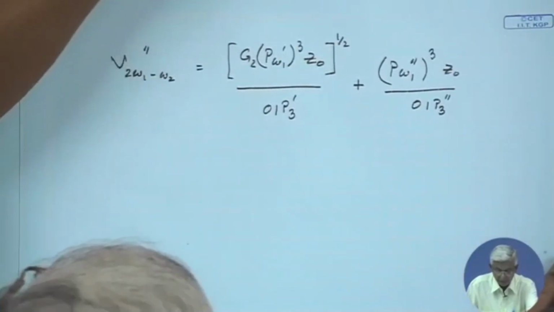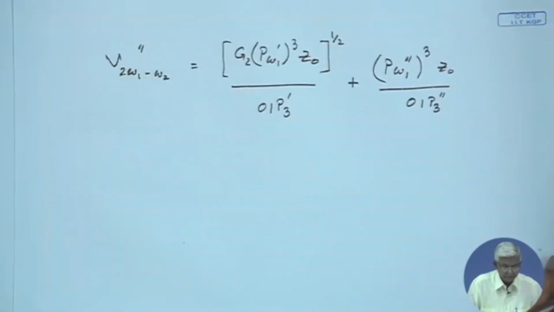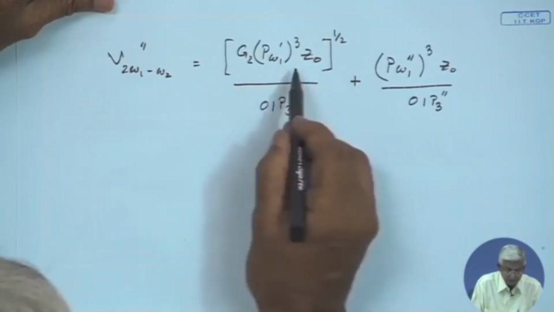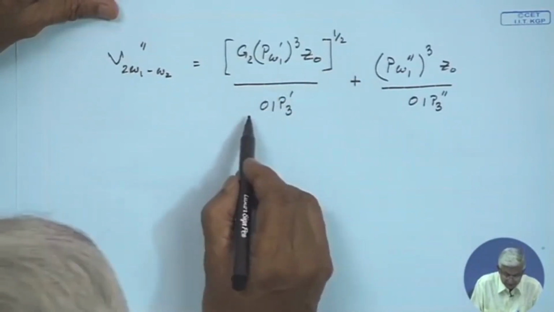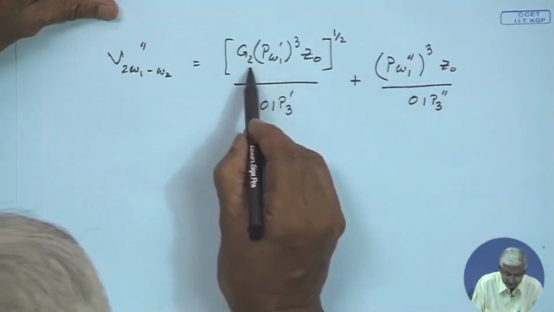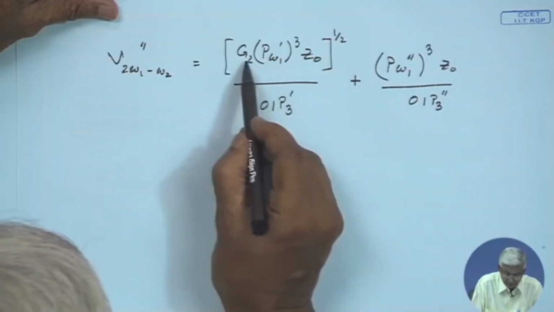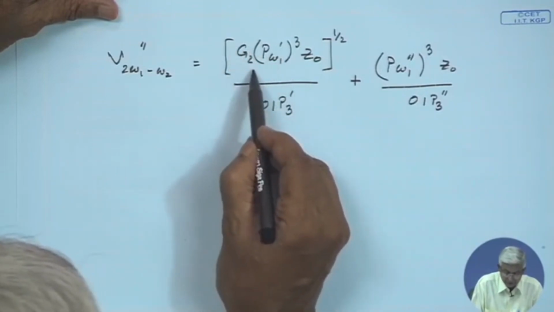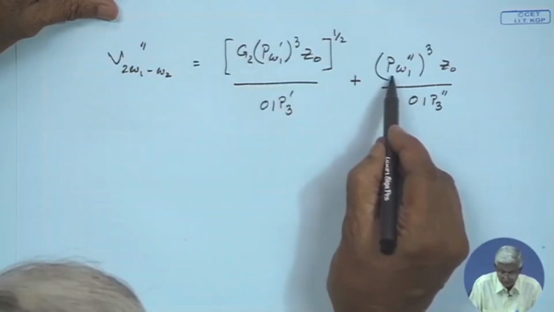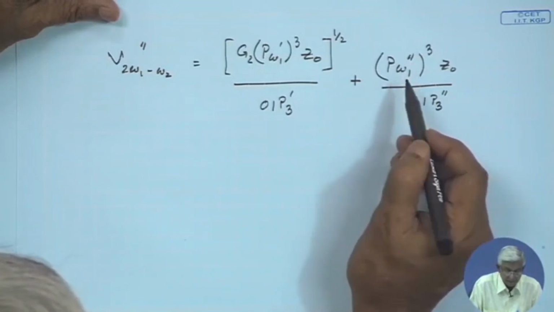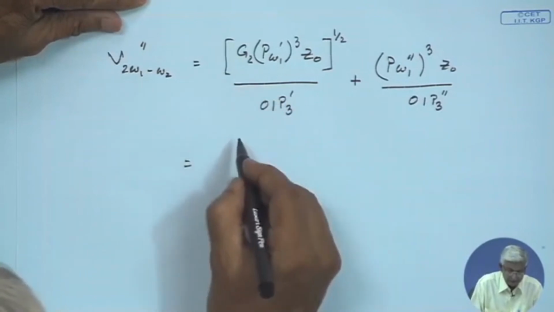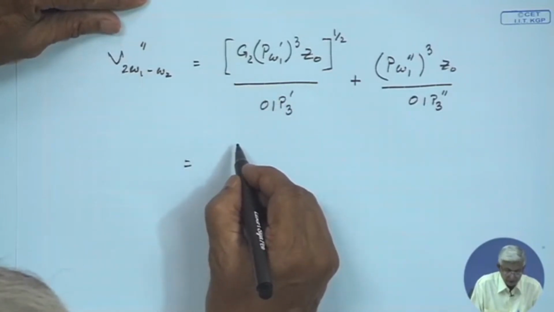Now, when we go from this voltage, we can do some sort of readjustment. Because it is a cube here, to make this term and this term equal, if I make this G2 in terms of cube, then G2 into P omega 1 prime is equal to P omega 1 double prime. So, to make that, I multiplied by G2 in numerator and denominator.